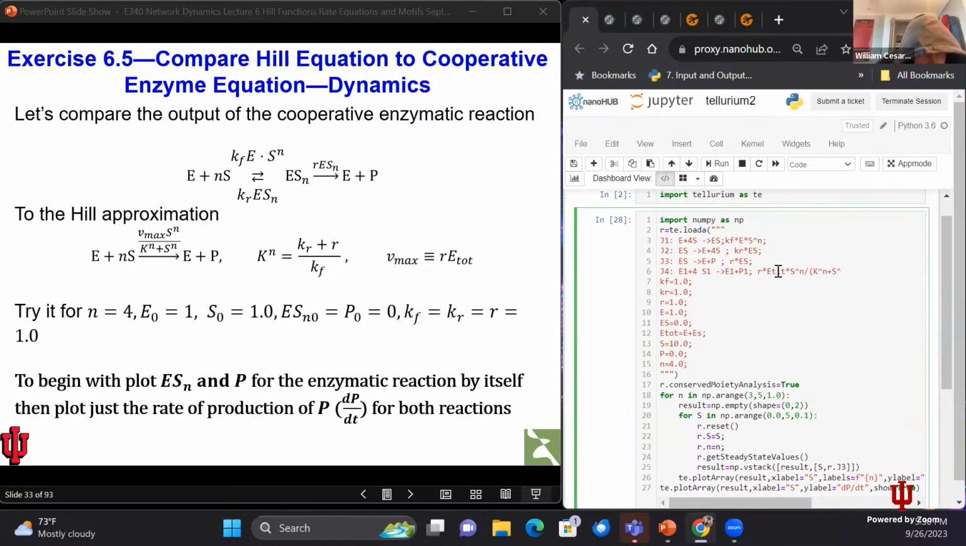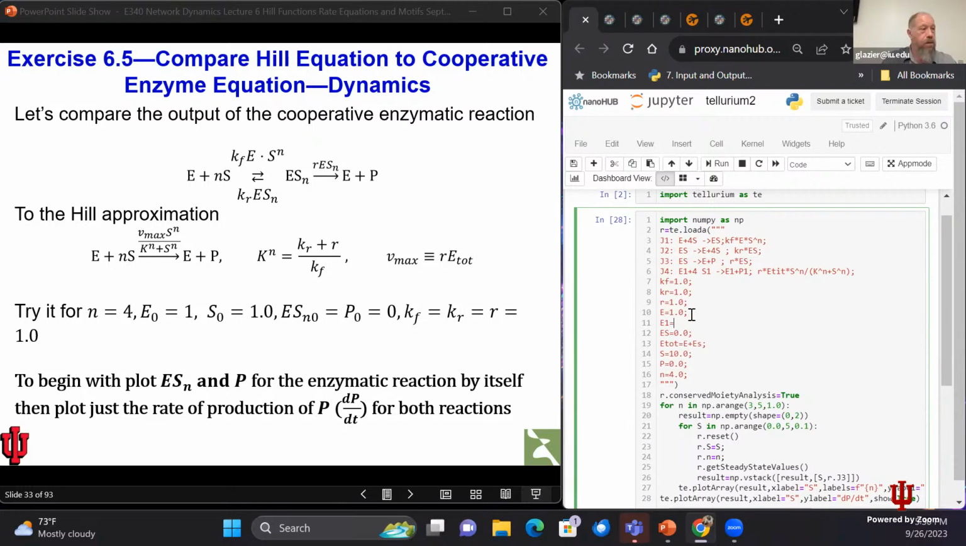Wait, sorry, I'm getting confused. You're writing E total equals E plus ES, but what about the E1? Does that not matter anymore? Okay, so you're right that I should probably have set E1 equal to 1.0. As I say, my instructions were to try to do it on your own and not watch what I was doing. But I was just confused.